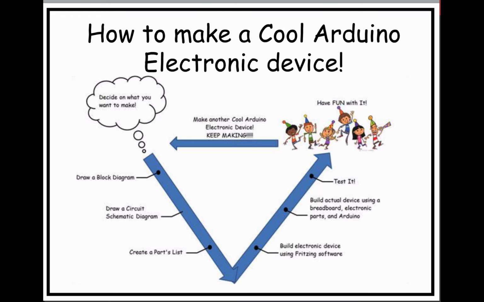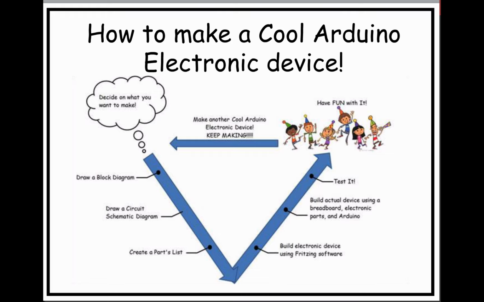And what we do is we have two legs of the V. On the left side, we have what's called the design phase. So this is where you get into the creativity part. So you can see the little call out at the top, and it says, well, you got to decide on what you want to make. Okay, that's the first thing. And we're going to talk about ways of stimulating creativity in terms of how you can make your cool Arduino electronic device.